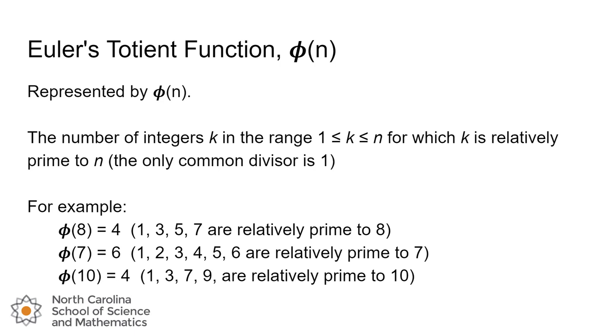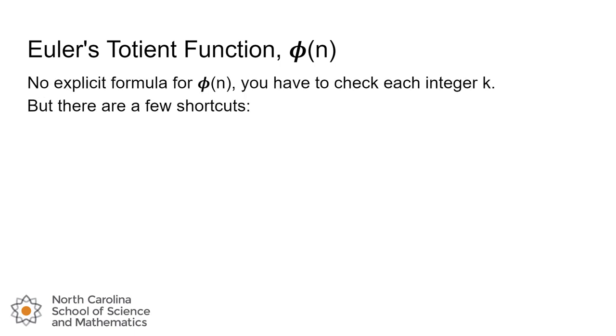What we're going to see about the totient function is that there's not a formula that we can use to really calculate that. You actually have to go through and check each integer k, being the numbers between 1 and n, and see if they are in fact relatively prime. We'll see that there's a few algorithms that have popped up over the years that make this slightly more efficient, but not very. It gets really hard to do.